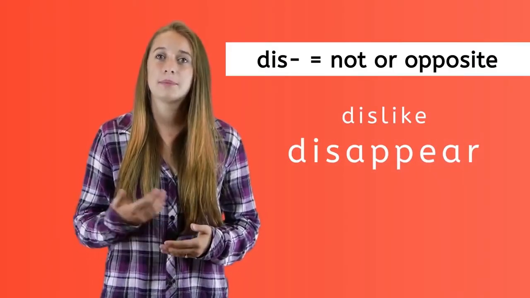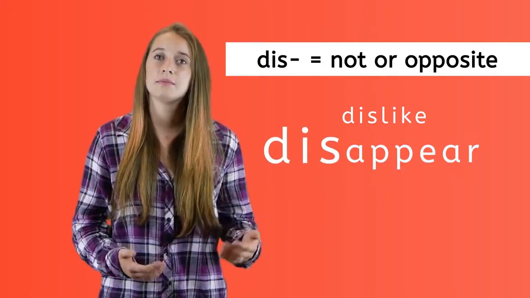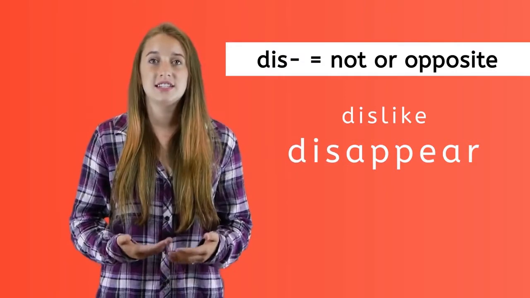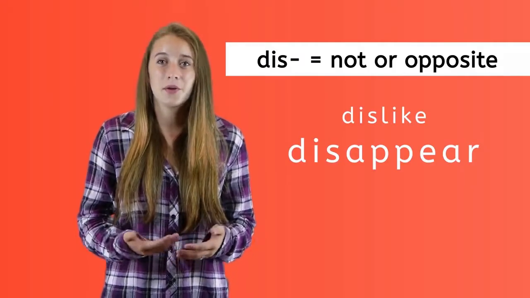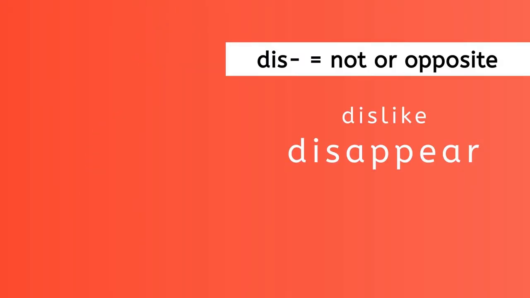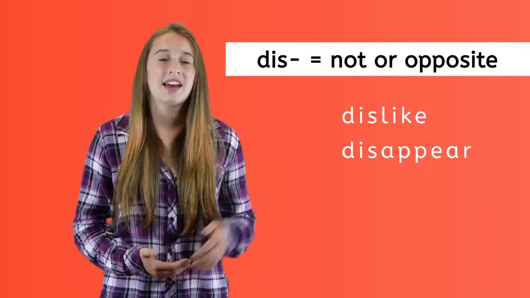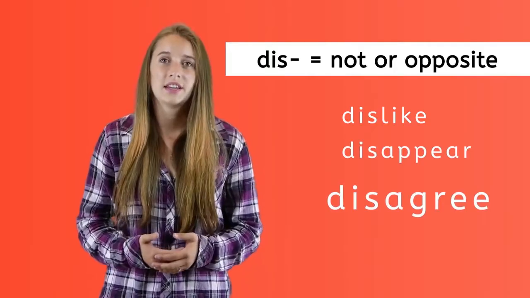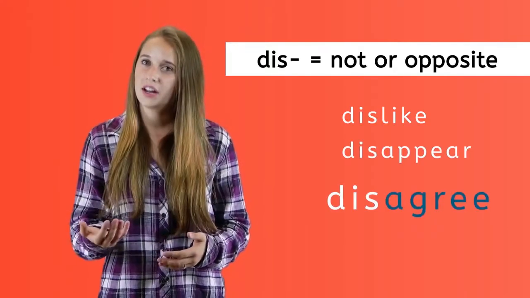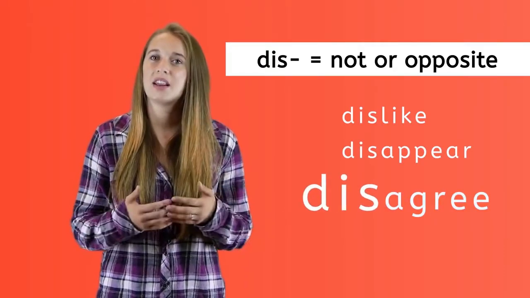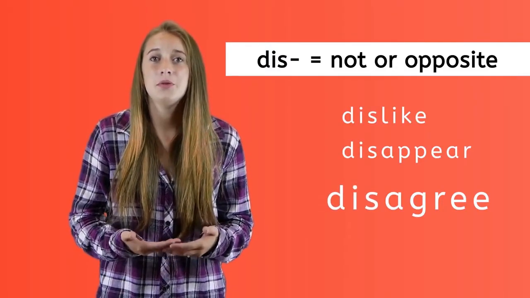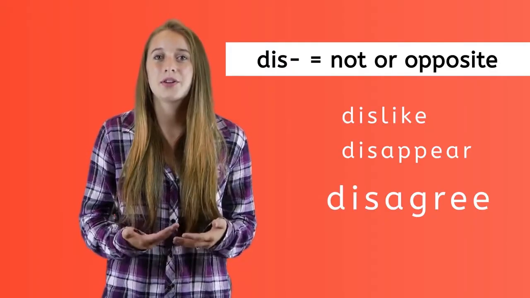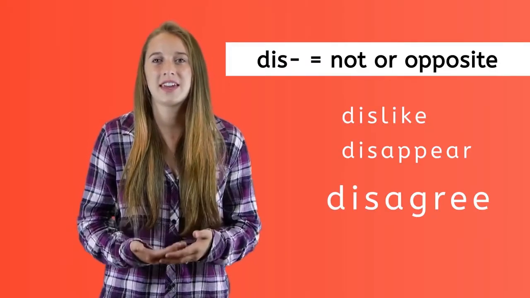If the root word is appear and the prefix is dis, meaning the opposite of, then disappear must mean to make something not appear or to vanish. Wow, a prefix can make something vanish. The last word we are going to look at is disagree. If the root word is agree and the prefix is dis, meaning the opposite of or not, then if you disagree with someone, you do not agree or do not like what they are thinking or saying.